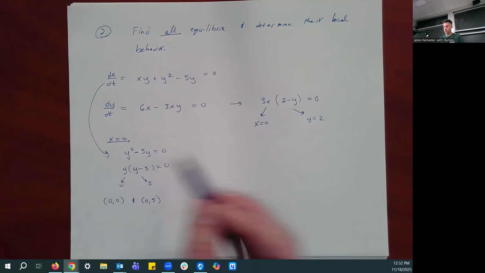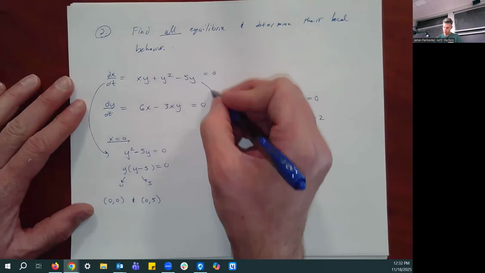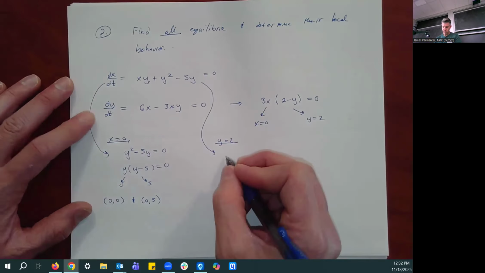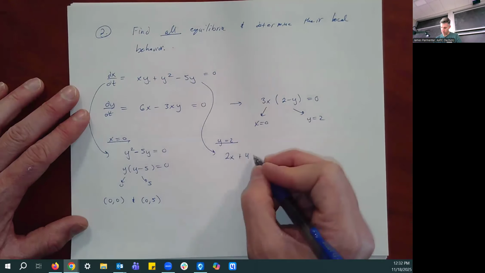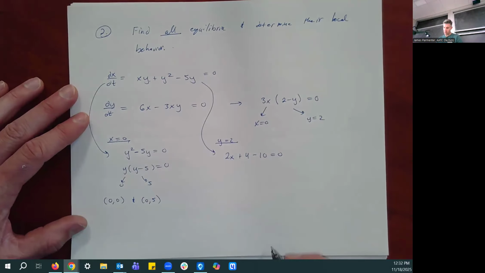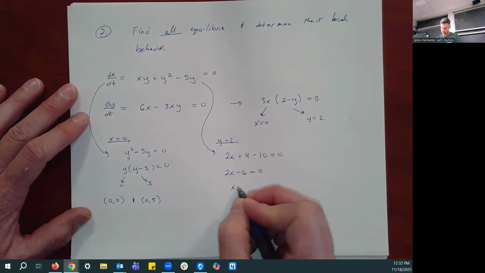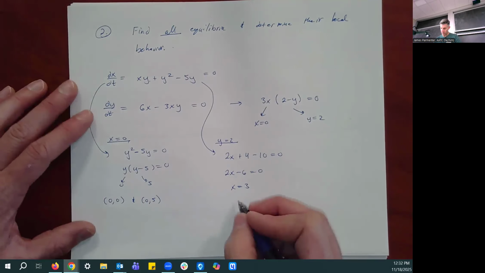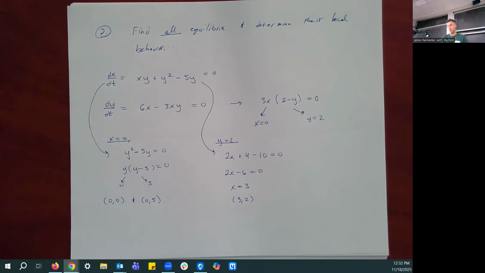But then I still get to look at what if y was equal to 2? So if y is equal to 2, then we're going to have 2 times x plus 2 squared minus 5 times 2 equals 0. Solving for x, we get 2x minus 6 equals 0, so x is going to have to equal 3. So my other equilibrium here is (3, 2). And those 3 points are the only 3 points that make both equations equal to 0 at the same time. Cool. Now we're going to classify them.